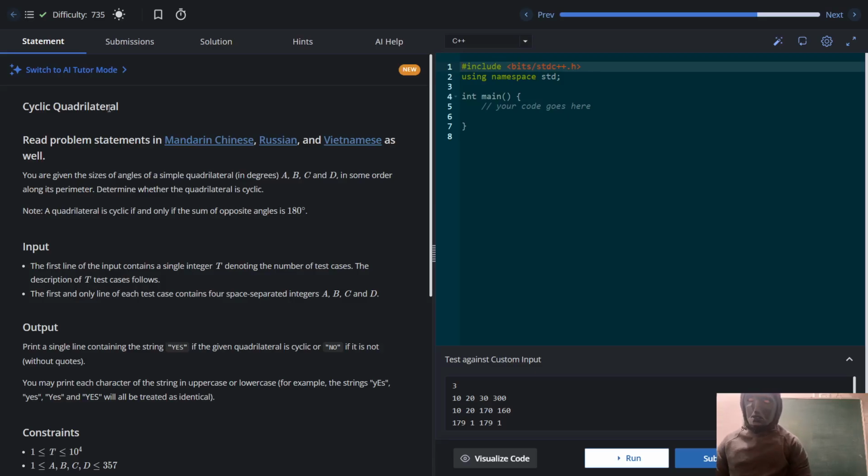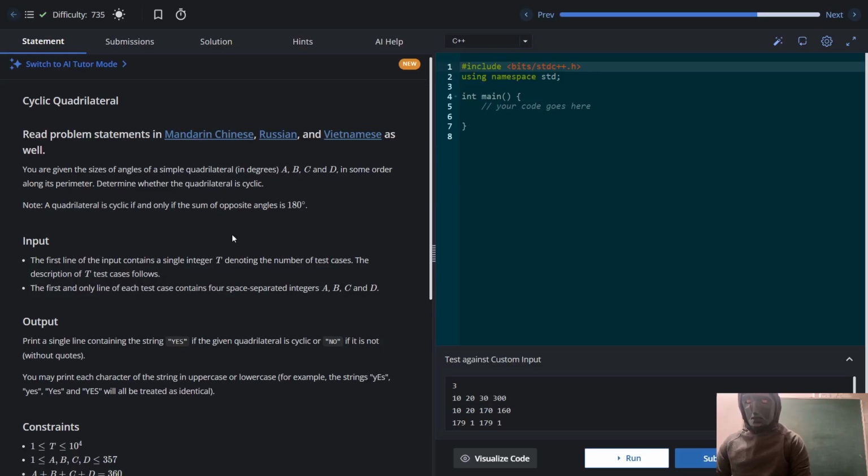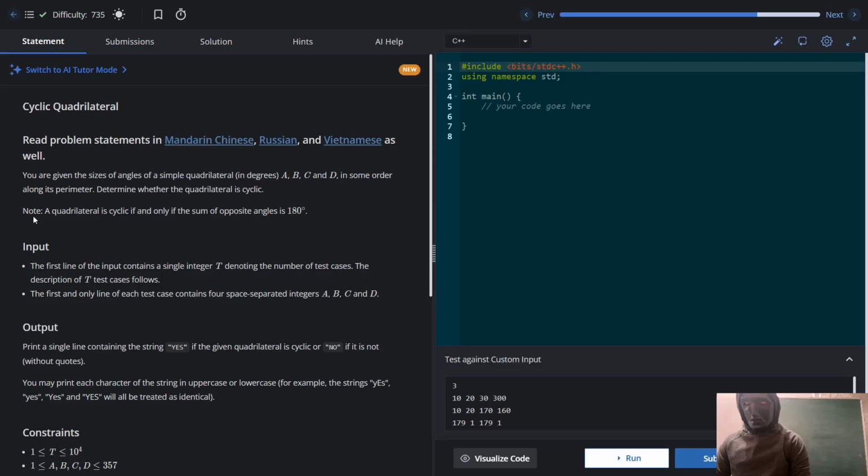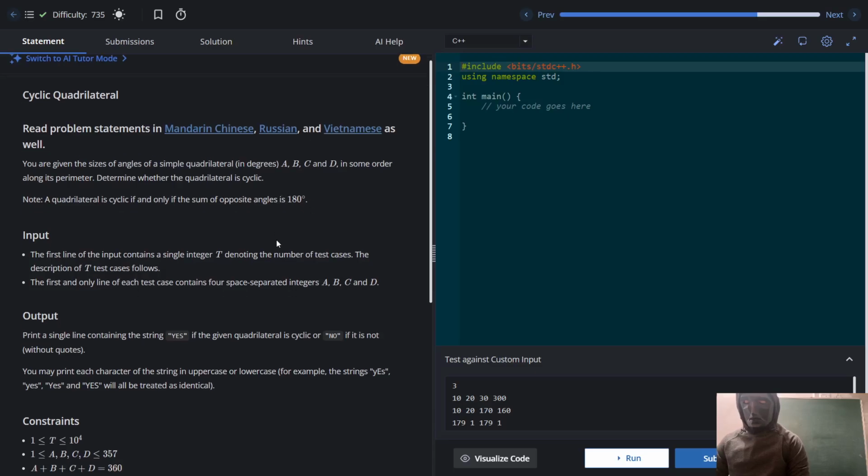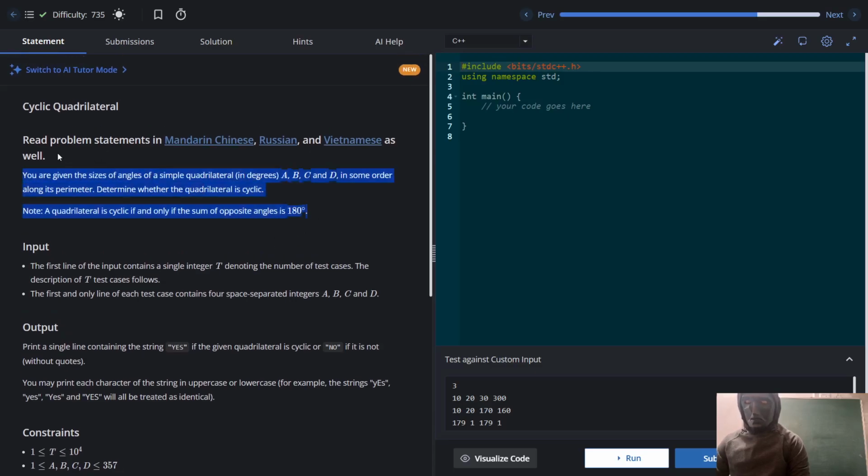In this video I'll be solving the problem Cyclic Quadrilateral. It says you are given the size of angles of a simple quadrilateral in degrees A, B, C and D in some order along its perimeter. Determine whether the quadrilateral is cyclic or not. Note that a quadrilateral is cyclic if and only if the sum of opposite angles is 180 degrees. Don't worry, I'll be telling you on the board.